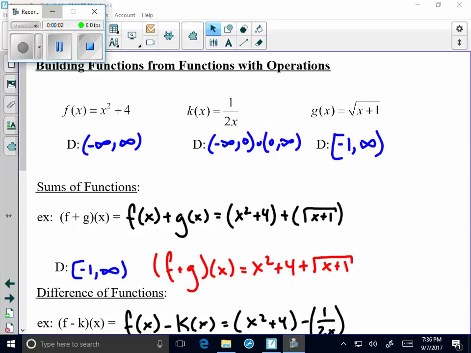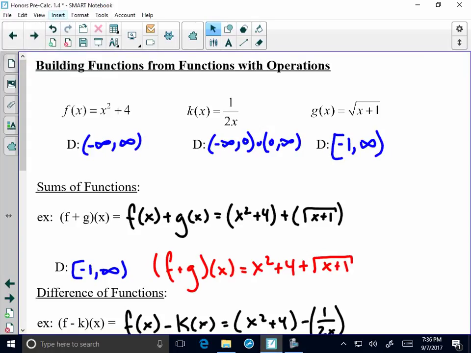All right, guys, let's take a look at these combinations of functions. We've got our initial set of functions, f of x, k of x, and g of x. For f of x, we've got x squared plus 4, so no domain restrictions to violate there. We can see our domain is negative infinity to positive infinity. For our k of x, we've got 1 over 2x. Here, we can't have x equal to 0, because that'll give us 0 in the denominator, so our domain is negative infinity to 0, union with 0 to positive infinity.